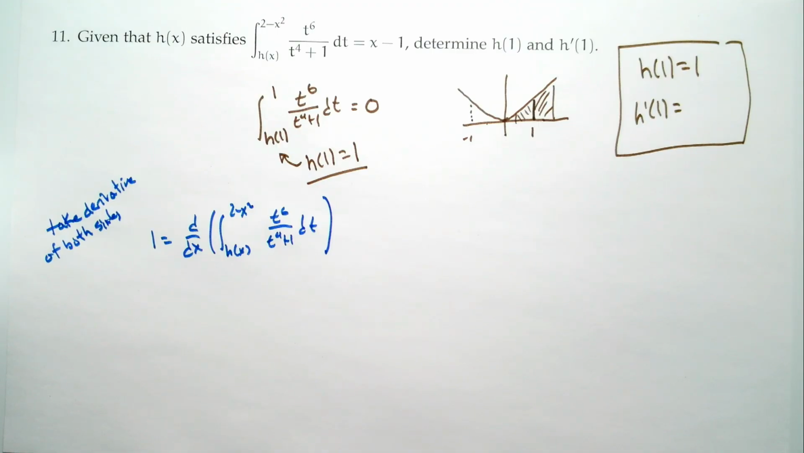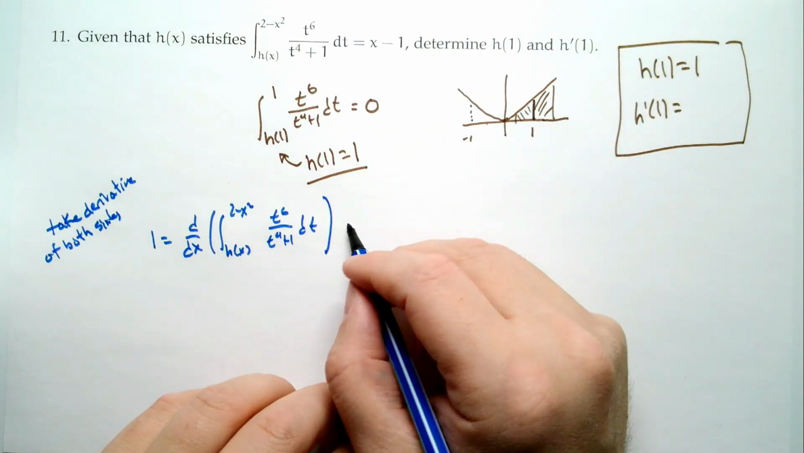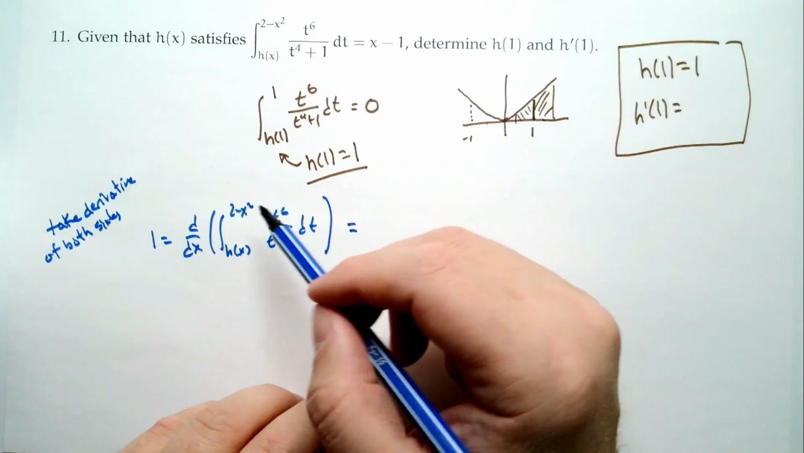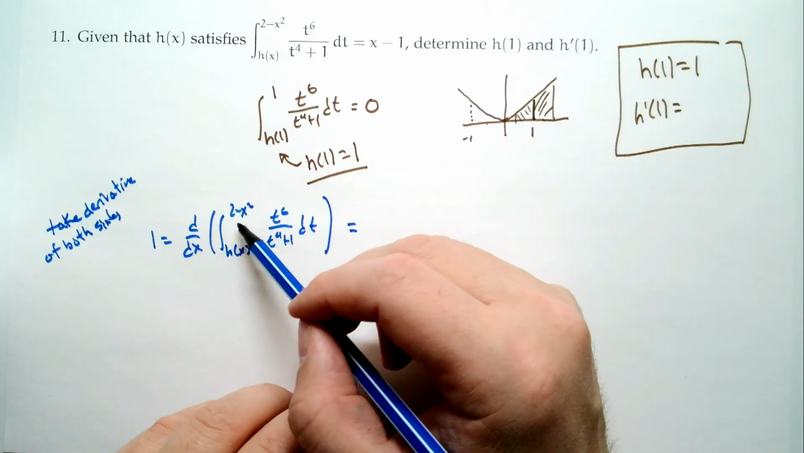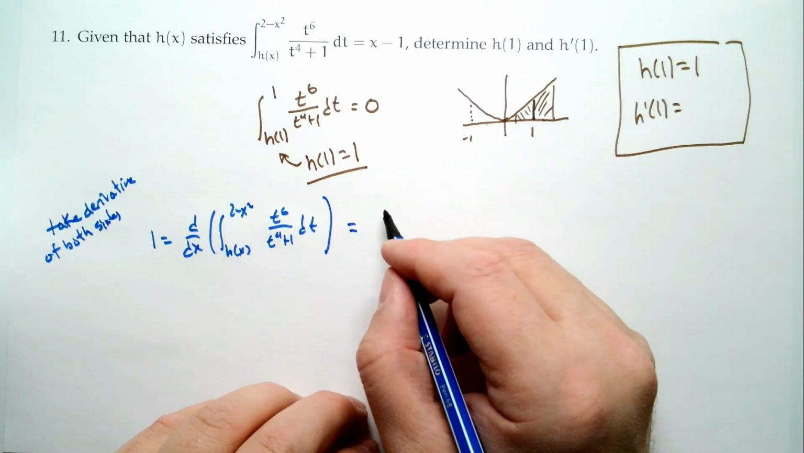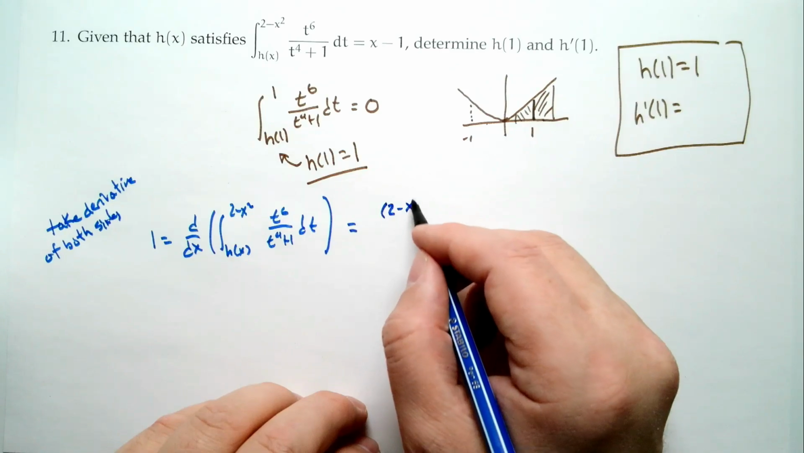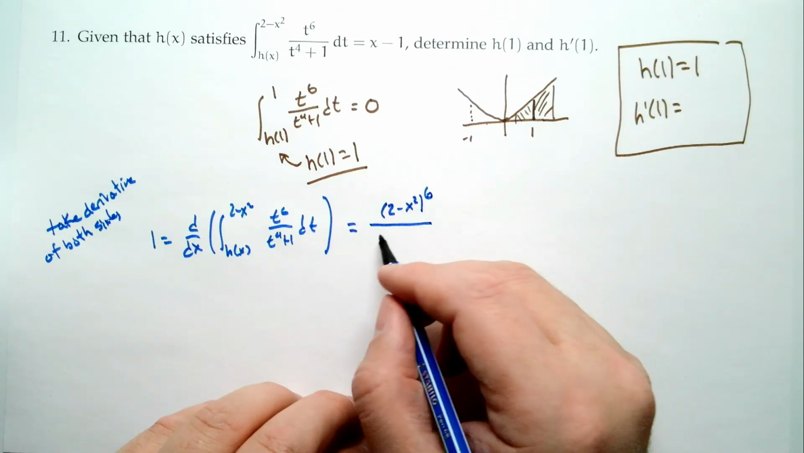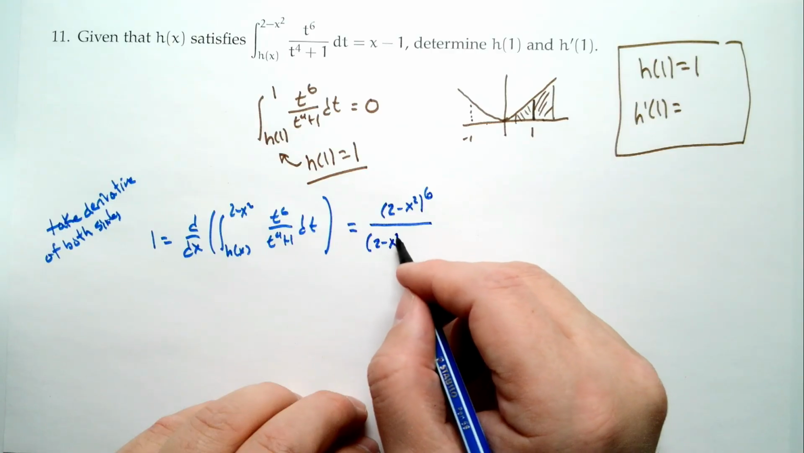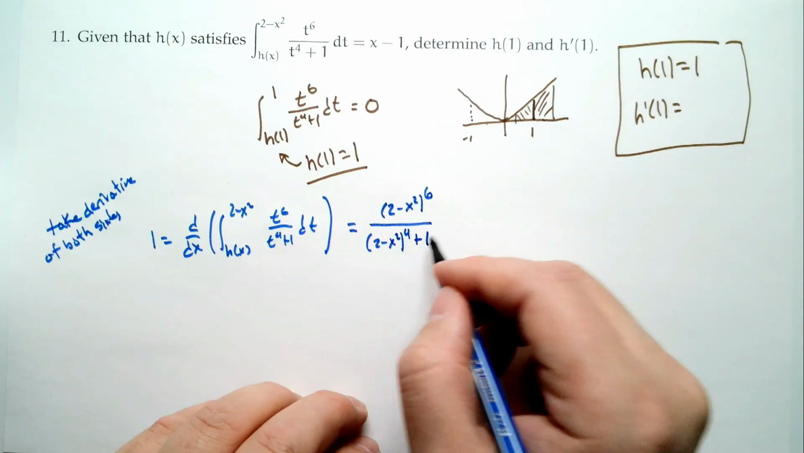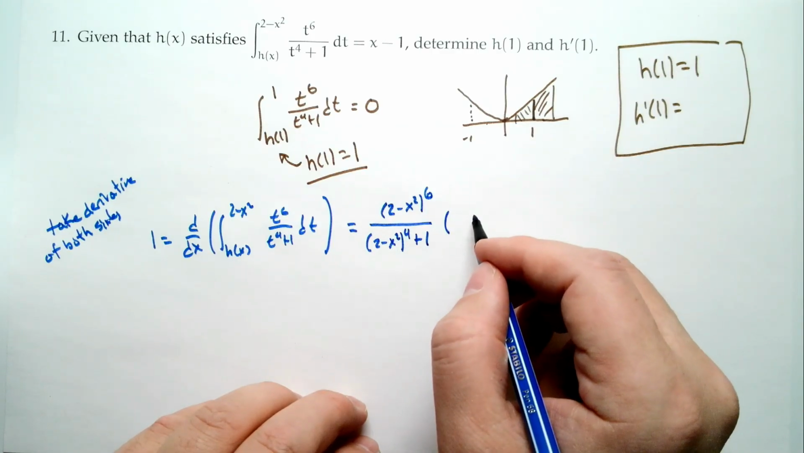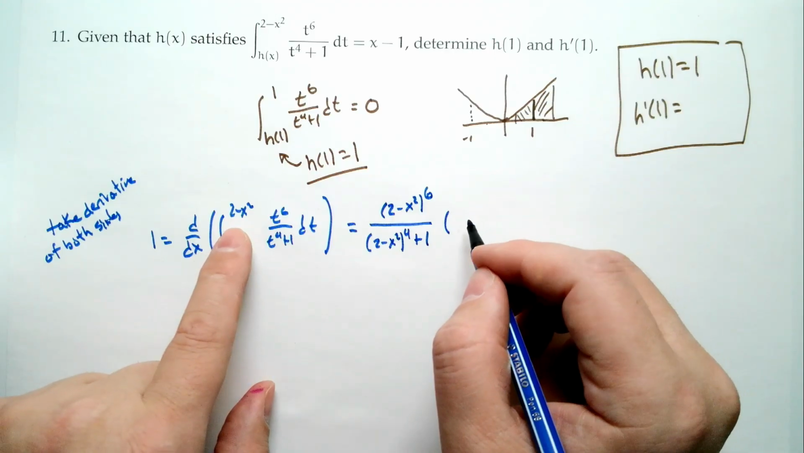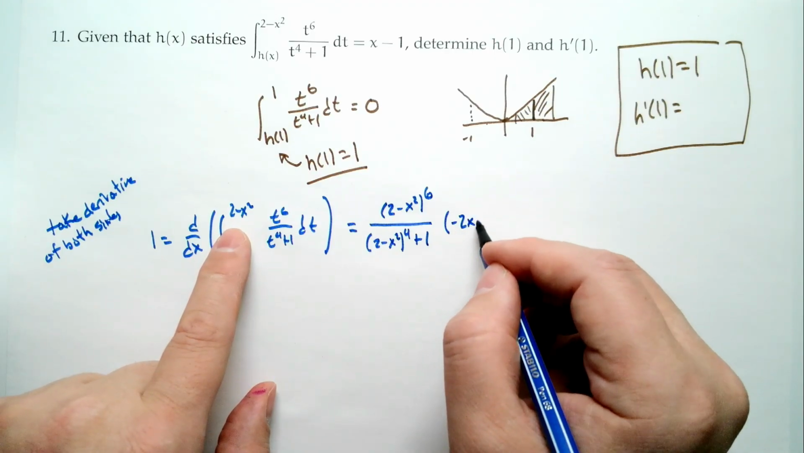Fundamental theorem of calculus. The fun tool. All right, so we're going to use the fundamental theorem of calculus. So this says what you do is you take the top function and you plug it in everywhere you see t. So you get 2 minus x squared to the 6, divided by 2 minus x squared to the 4th plus 1. Multiply that expression by the derivative of 2 minus x squared, which is minus 2x.